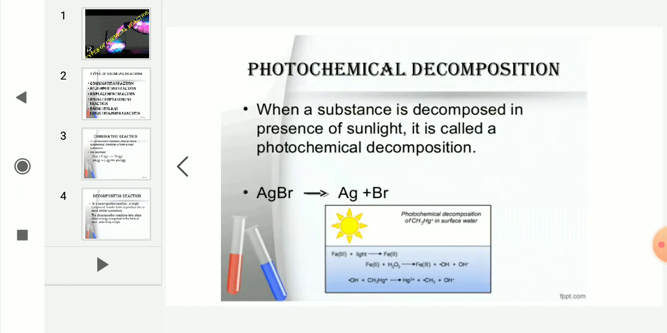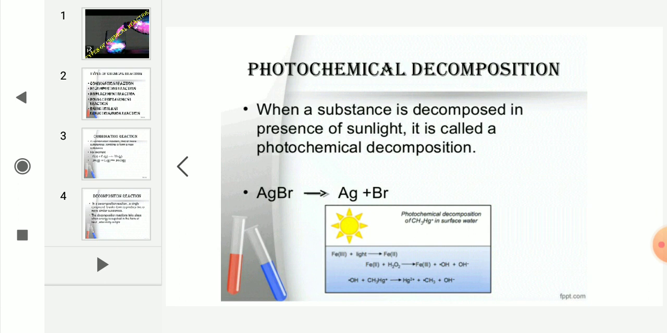And the next type of decomposition is photochemical decomposition. Photo, as you all know, means light. When a substance is decomposed in the presence of sunlight, it is called a photochemical decomposition. The given example is silver bromide. Silver bromide decomposes to silver plus bromine.